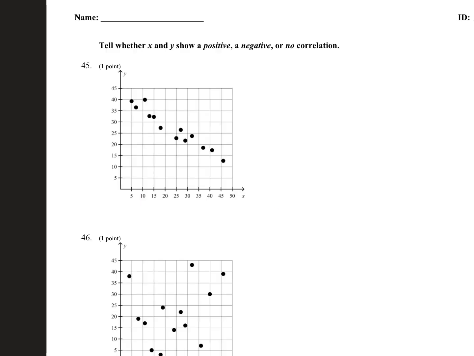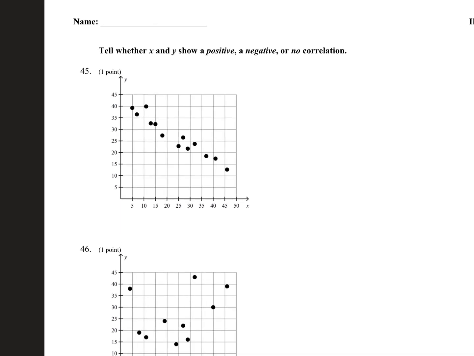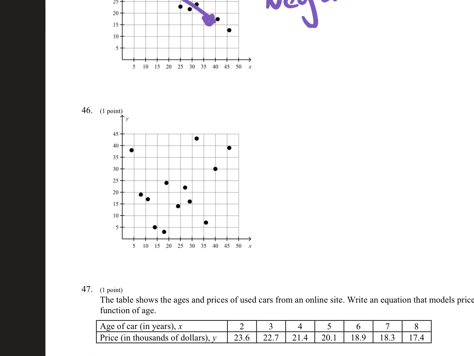Is the slope of this line positive, negative, or is there no correlation? Negative. Awesome. It goes down from left to right, so it'd be negative. What about 46? No correlation.